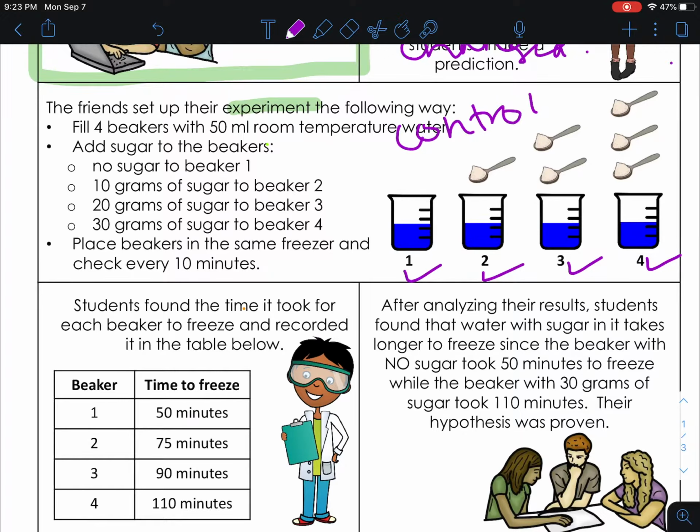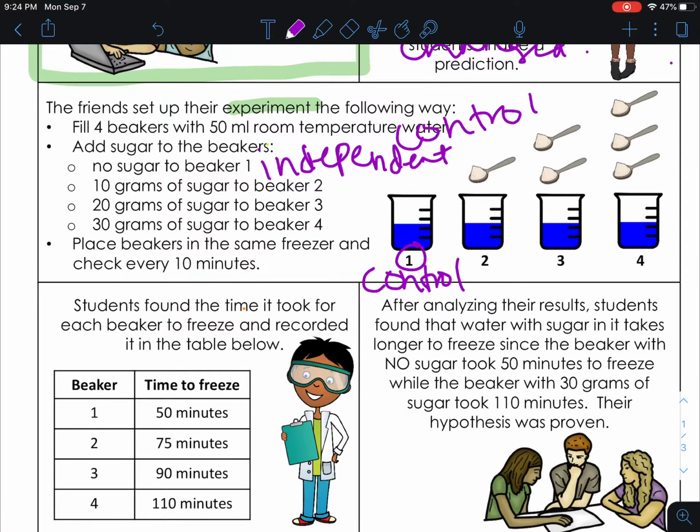So then what are they doing differently? That is your independent variable. What are they purposely changing between these experiments? They're purposely changing the amount of sugar. So it goes on to talk about how in beaker number 1, there's no sugar added at all. And actually, that will become your ultimate control. Because what happens if we don't add any sugar to it, and we just have plain water? We need to know what that baseline data is. So that becomes your control.